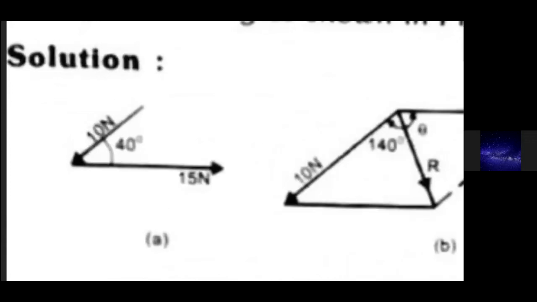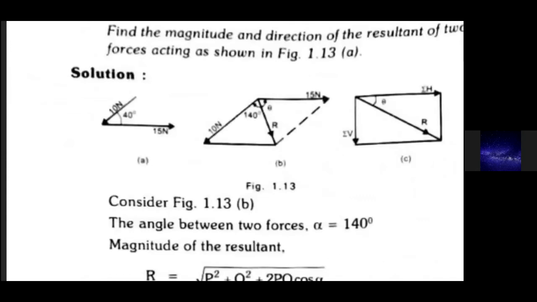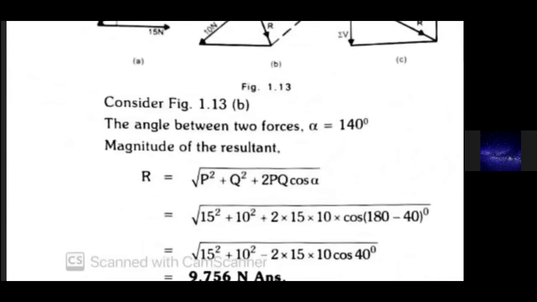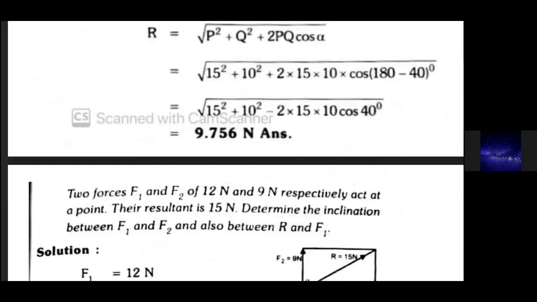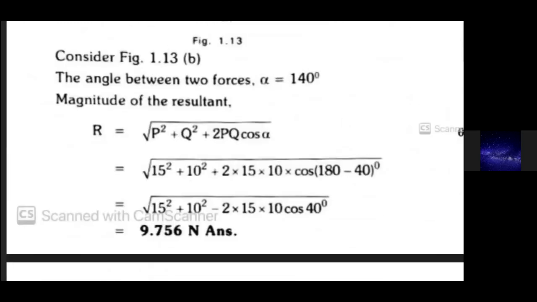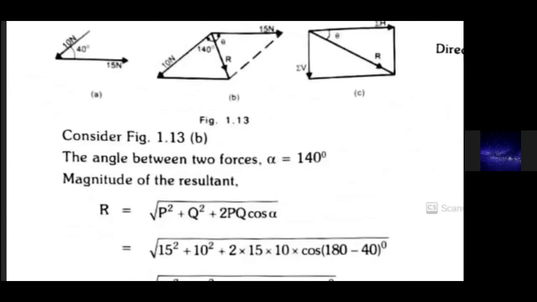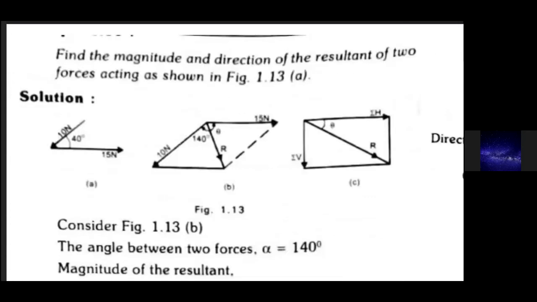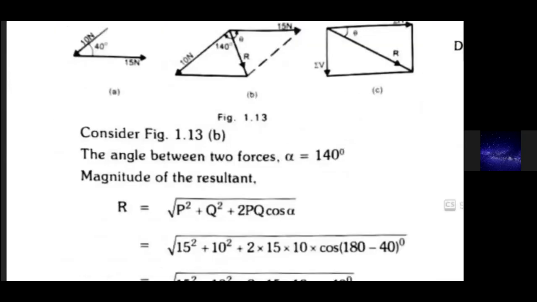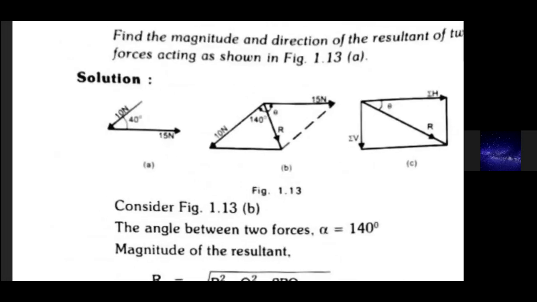One of the forces is 10 newtons, the second force is 15 newtons, and the angle between the two forces is 40 degrees. Here we can solve this by two methods, that is by the resolution method and also by the parallelogram method. You can solve by any one method, as it is not specified. So we'll solve this by the parallelogram law method.